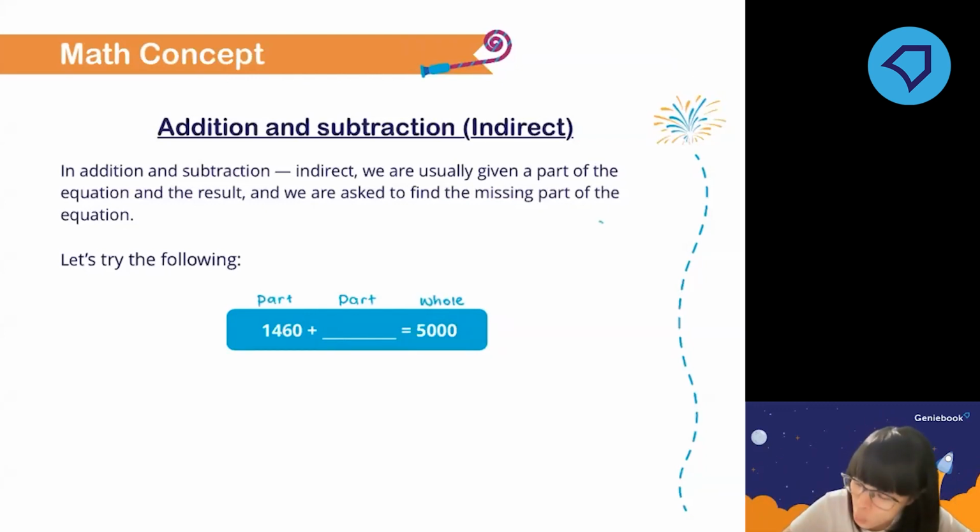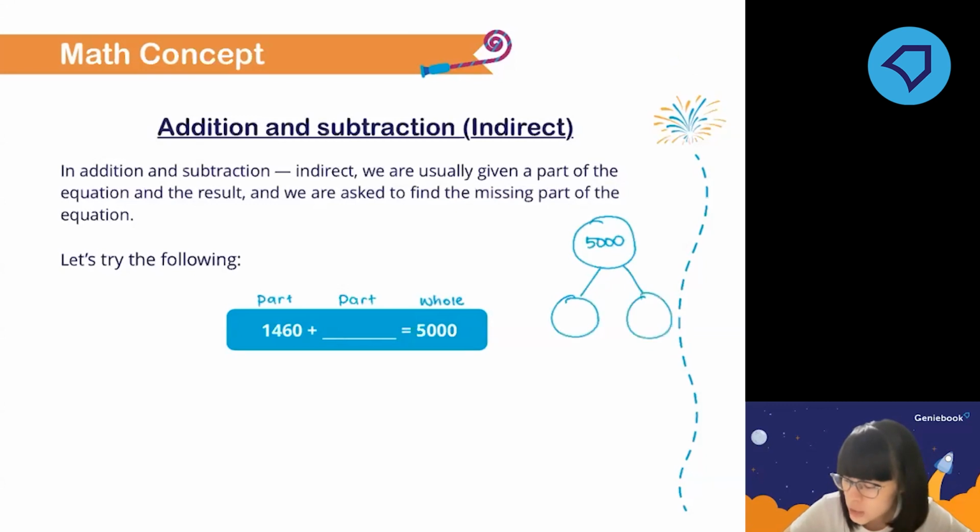That means one whole, which is equals to 5,000 in this case, can be split into two parts. Okay, so one of it is 1,460. We need to find this other part over here. So in order to find this question mark, we need to do our subtraction. Excellent job, guys. So we are going to take 5,000 minus away 1,460. So I'm no longer going to do the working for you guys. Can you guys do the working by yourself and tell me what is the final answer?